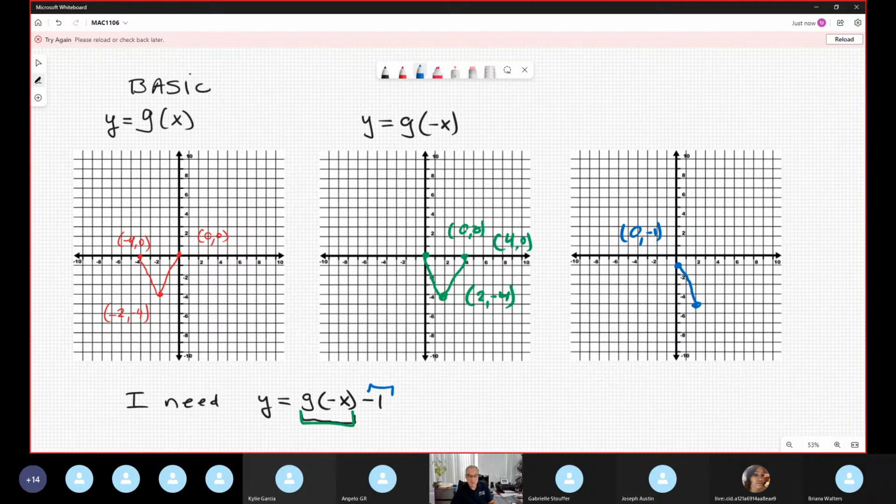And the last one is (4, -1). This point is (2, -5), and this point is (4, -1). And this is the final answer after both transformations. Transformation number 1 was reflection, and transformation number 2 was vertical shift one unit down. Cool? Everyone follow me?